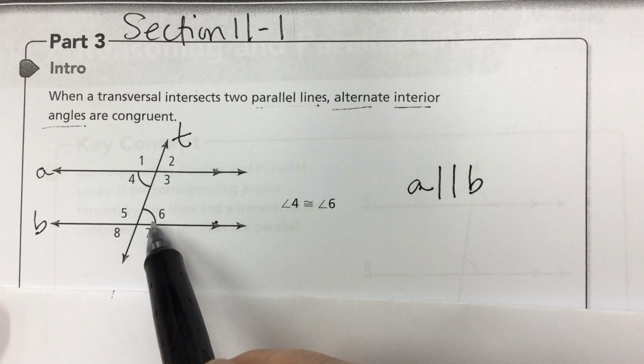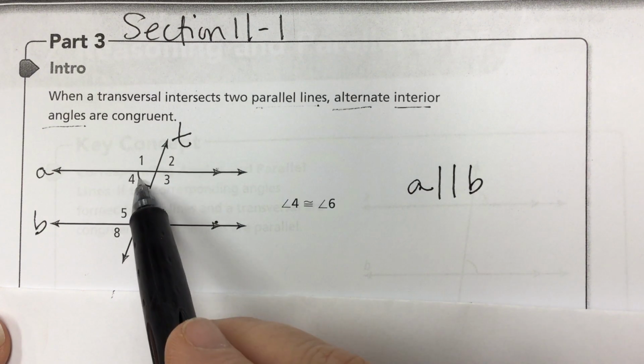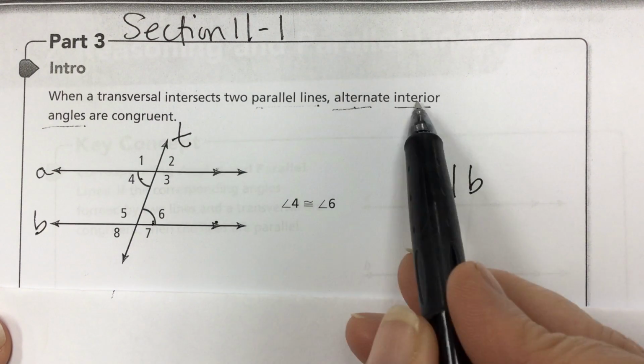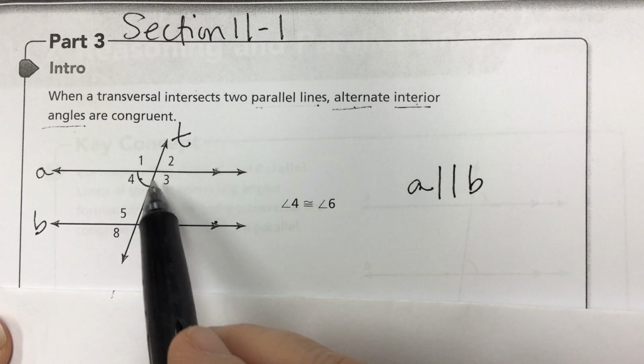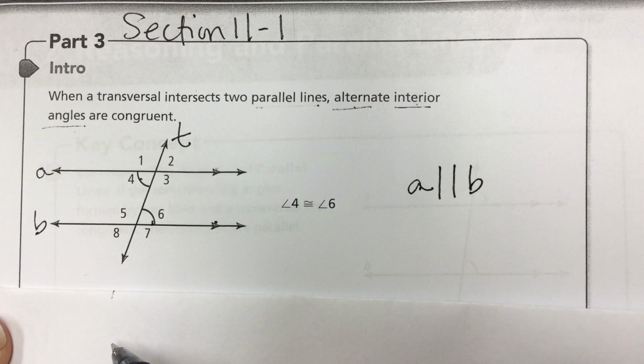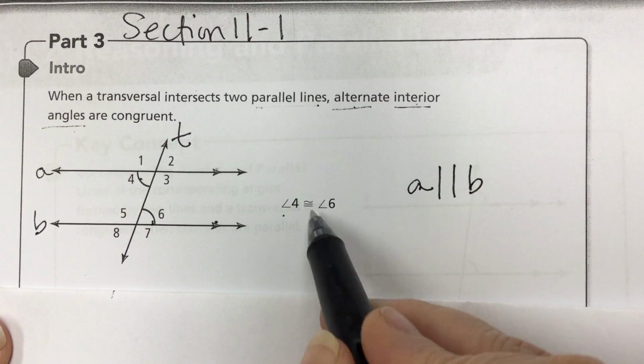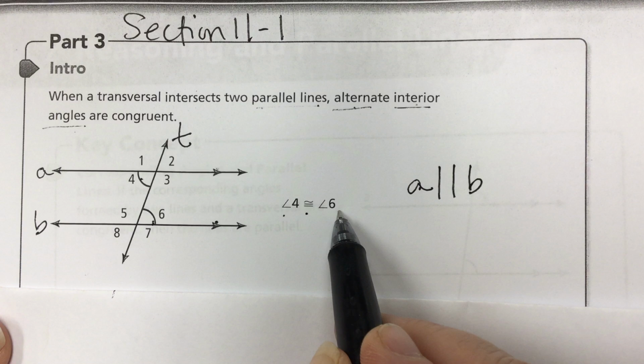Here we have angle 4 and angle 6. Angle 4 and angle 6 are alternate interior angles. And since these two lines are parallel, alternate interior angles are congruent. So we know that angle 4 is congruent to angle 6.